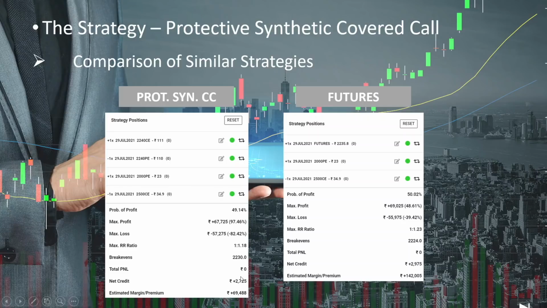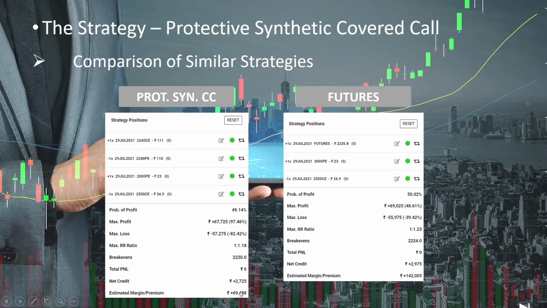Again, the credit is about 200 to 250 rupees higher here, because the future is 2235. We have taken a position at 2240. That is the big difference, and that point is reflected here. The biggest difference comes in the margin. You can see for the futures how much margin is required. It is about 1.5 lakhs. But here it is half of it.